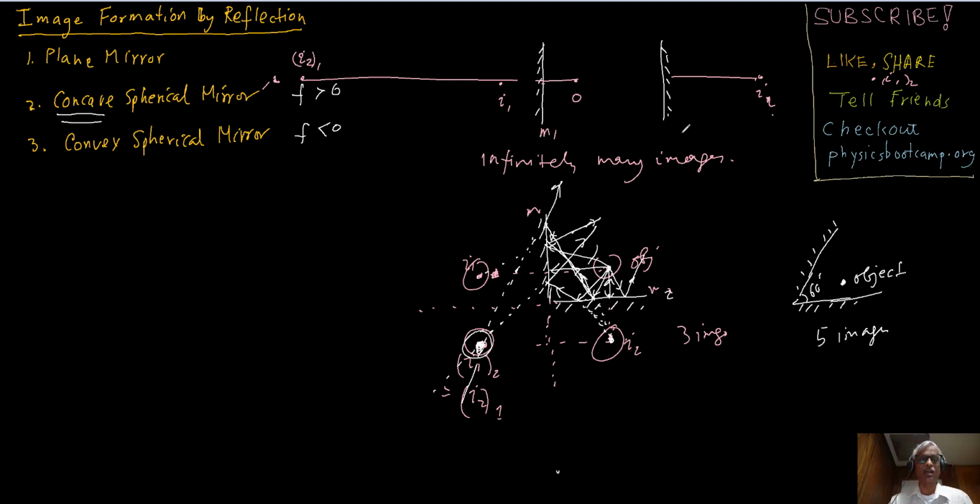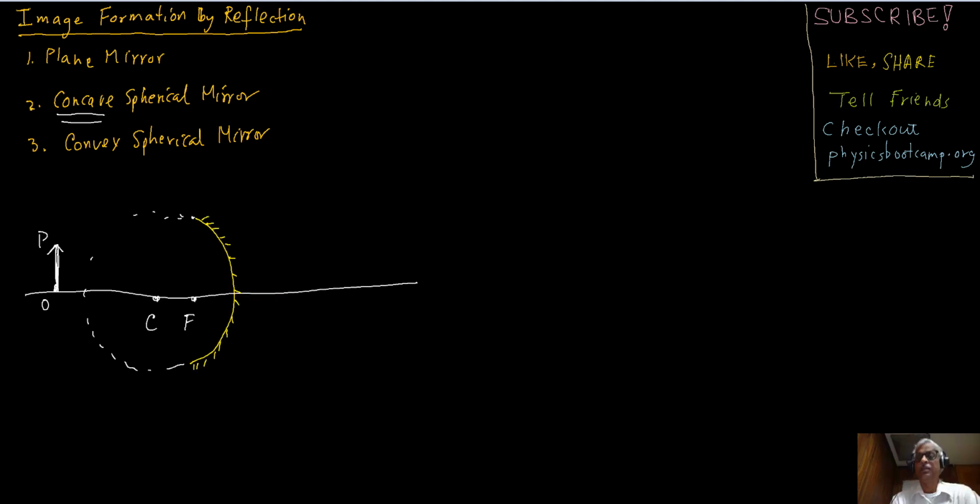Let's do a concave spherical mirror. Okay, so here is a concave spherical mirror, which is kind of not bulged out. I like to think of it as carved out. So concave is like carved out, and convex is bulged out.